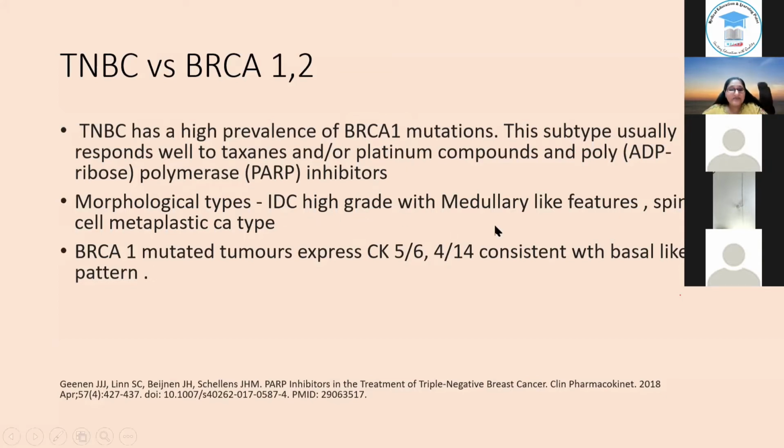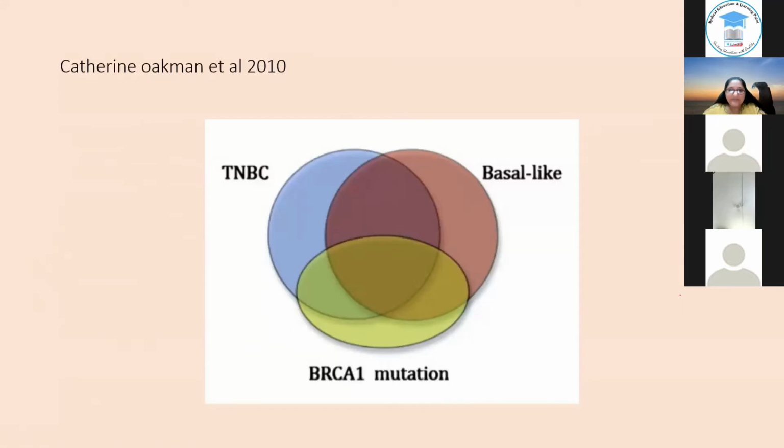So IDC with medullary-like features and spindle cell metaplastic types are positive for BRCA1. And the cells which are positive for BRCA1 express CK5/6 and 14, and they are consistent with a basal-like pattern. So this is a very important point I would like to tell you. The blue circle of TNBC, positive for basal-like, is this area. Okay.